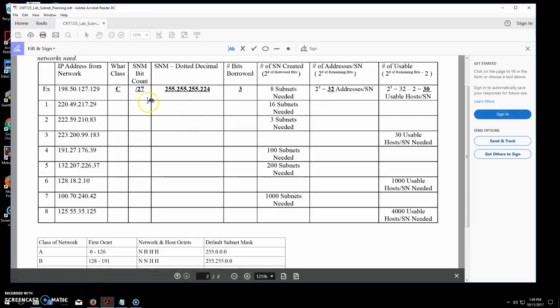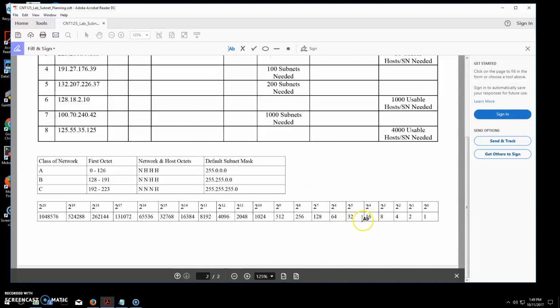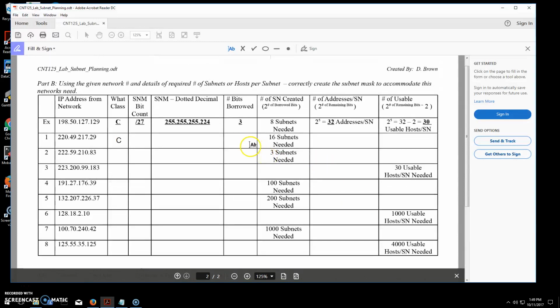So we're now going to say, what do we need for subnet mask to accommodate this stuff over here? So we're dealing with 220. This is a class C. All right. And we need 16 subnets. So to get 16 subnets, we're going to borrow 4 bits. 2 to the 4 gives me 16 subnets. So we're going to need to borrow 4 bits to accommodate this.